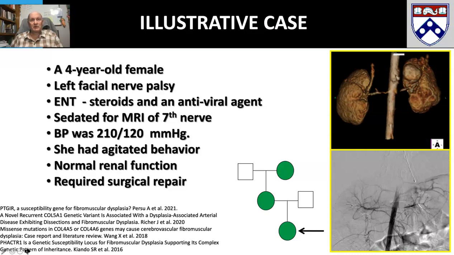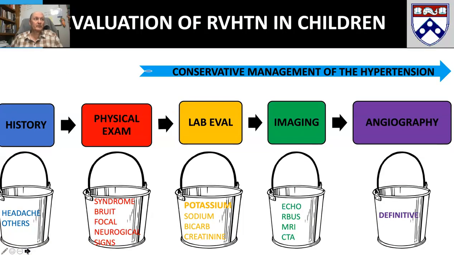From the pedigree that's shown, the interesting fact on this child is that there's autosomal dominant transmission, and her mother and grandmother also have fibromuscular dysplasia.